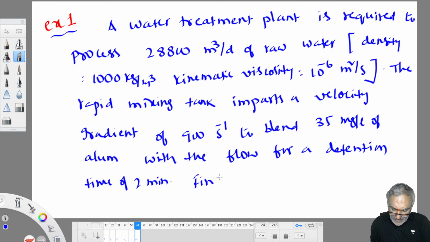Find the power input required for rapid mixing; of course, he has given options. So I'll frame this into two parts. Find first the surface dimensions of mixing basin.